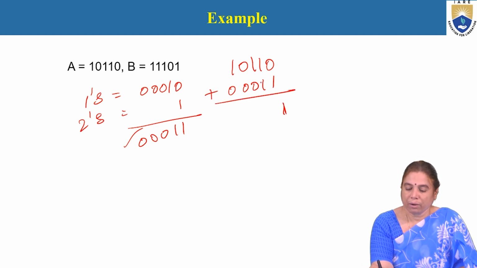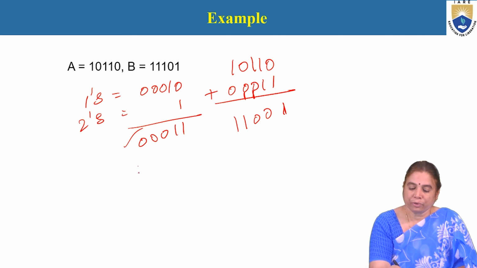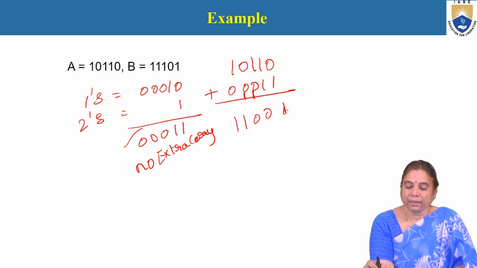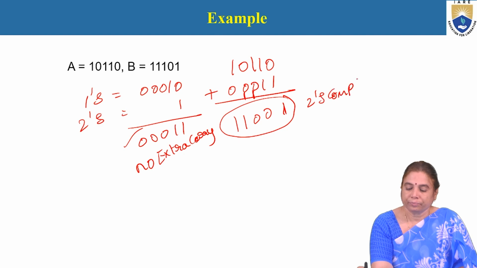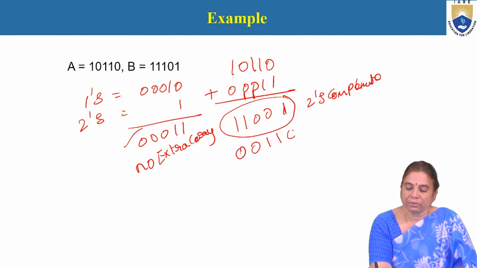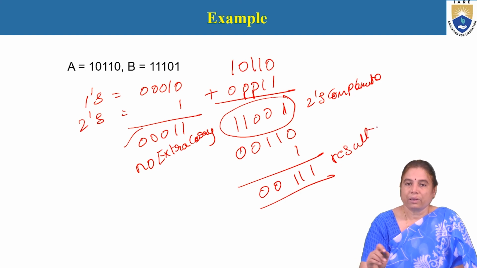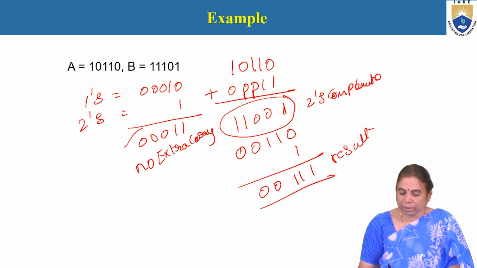So 0 plus 1, 1; 1 plus 1, 0 with a carry 1; 1 plus 1, 0 with a carry 1; 1. Here no extra carry is produced. No extra carry, so it is a negative number. So in order to find the result, this sum has to be 2's complemented. The 1's complement of this is 00110. Now by adding a 1, 00111. So this is the final result. These are the two cases of the 2's complement subtraction.